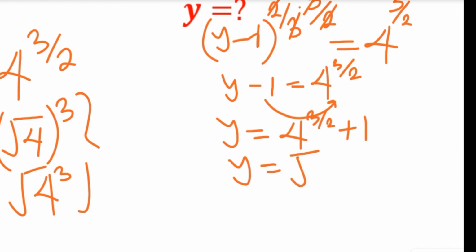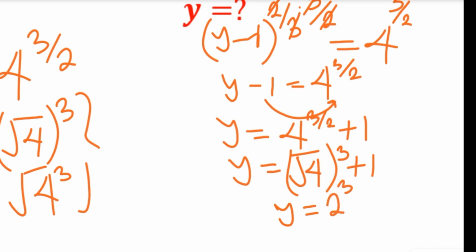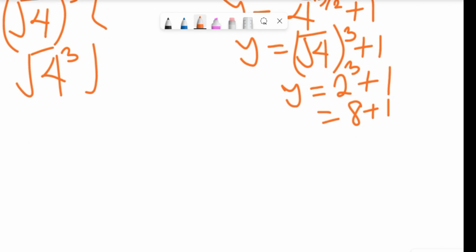Now let's look at the first option. This will give us the square root of 4, raised to the power 3, plus 1. So y will be equal to the square root of 4, which is 2, to the power of 3, plus 1, and that will be equal to 8 plus 1. That gives us y equal to 9.